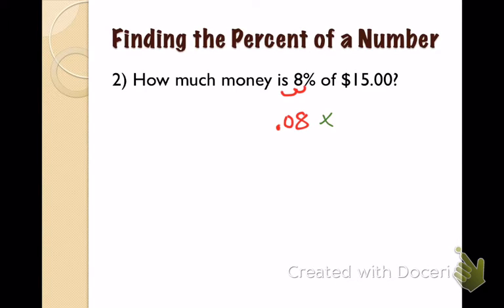So if I multiply 0.08 times 15, I'm going to get 1.2. Since we're talking about money, I need to have 2 decimal places, so I'm going to add a 0 to the end of this, and I'm going to put my dollar sign on it. All right, let's go ahead and move on to number 3.